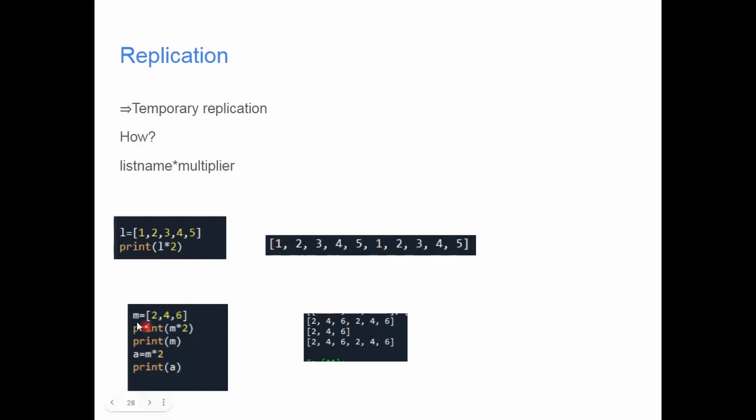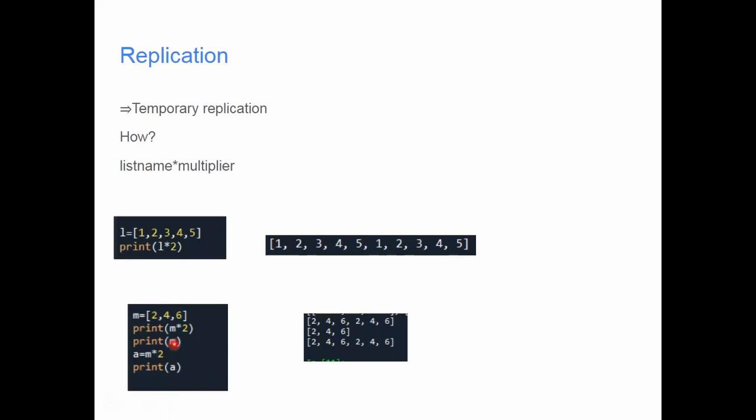Here again we are having a list, 2, 4, 6, containing the elements 2, 4, 6, and we are multiplying it by 2. So we get the elements displayed twice. And if you print only n, the elements are not going to be replicated twice, because this is temporary replication. It's not going to modify your original list.